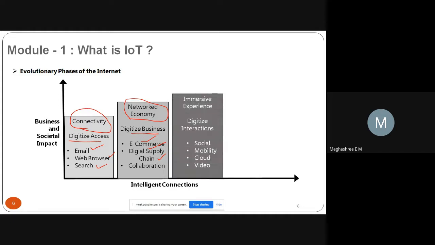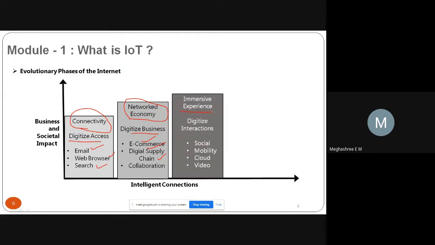digitized. And the next phase of internet is immersive experience. What is immersive experience? Anyone? I hope you all are listening to my class, right? Or simply you are there in the class.